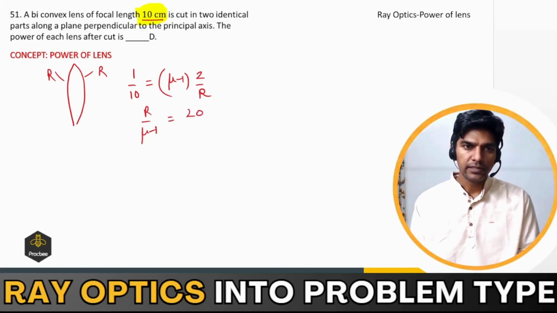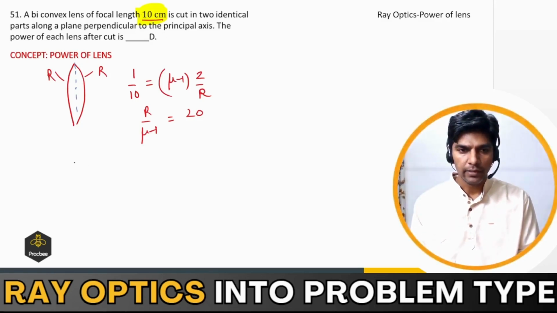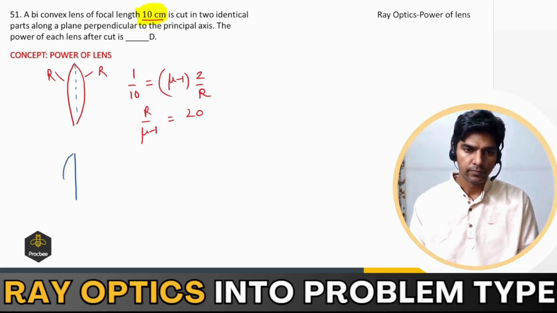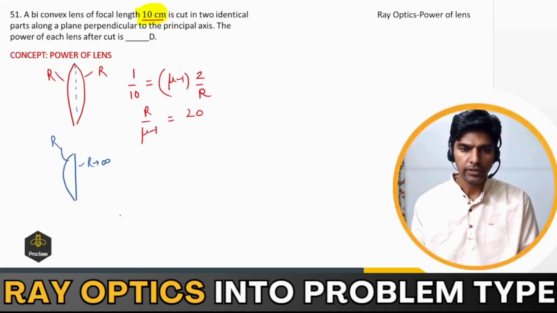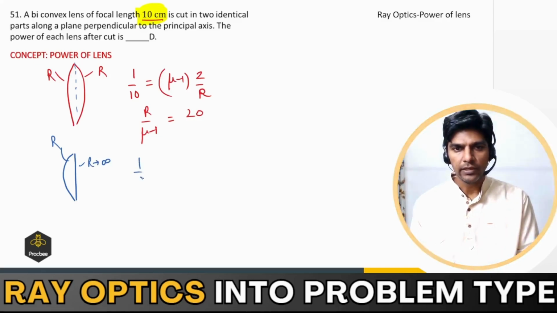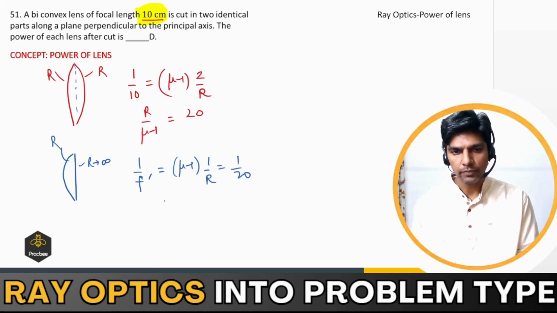Now if I cut this lens from the middle perpendicular to the principal axis, then we will get a plano convex lens. So this will be R, and here the radius will be infinity. So here the new focal length f prime, 1 by f prime will be mu minus 1 times 1 by R, and R by mu minus 1 is nothing but 20. So mu minus 1 by R will be 1 by 20. So that will be 1 by 20. So f prime will be 20 centimeter.